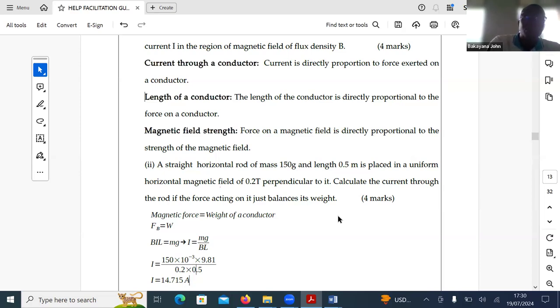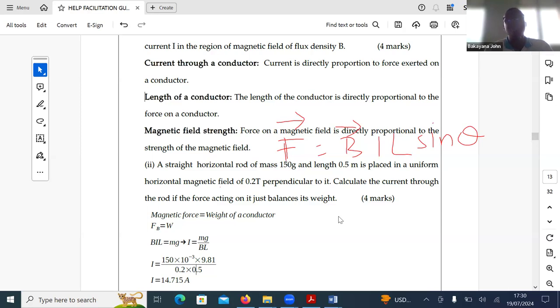So the force acting on a current carrying conductor, we mentioned that it is always BIL sine theta. Is that okay? Now, there is something that we should always emphasize, because force is a vector quantity. It is important to indicate that force is a vector quantity. Magnetic flux density is also a vector quantity. So it is important to indicate.